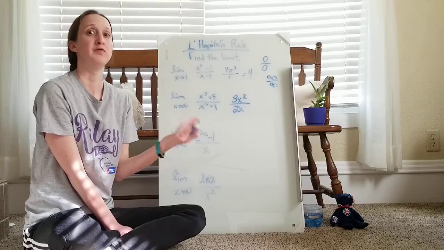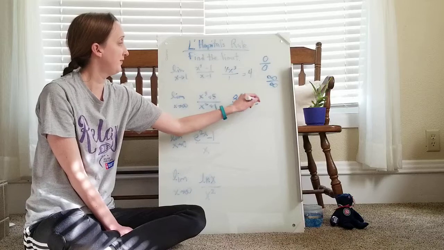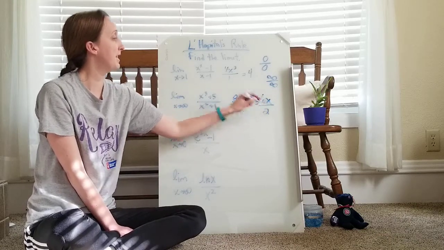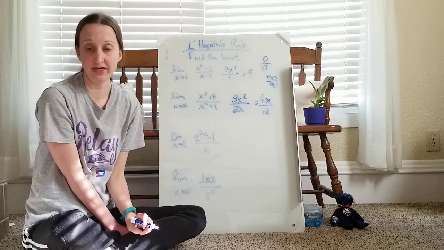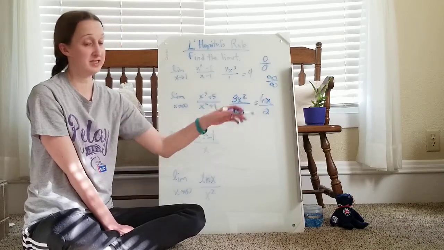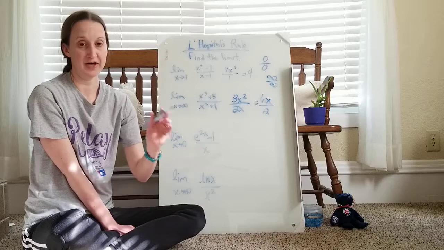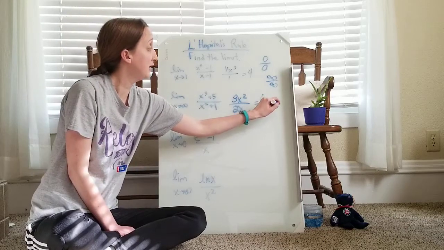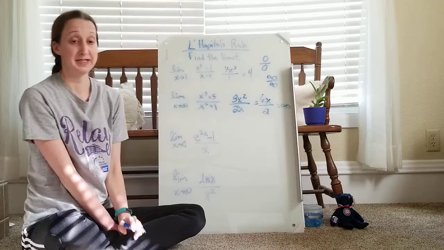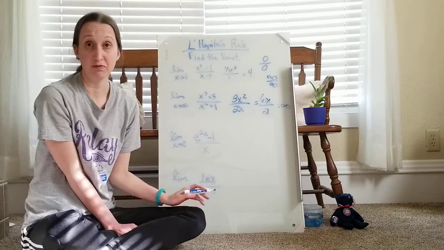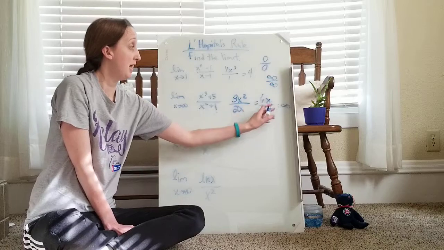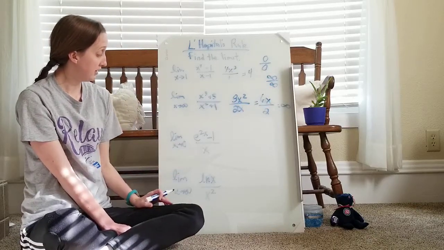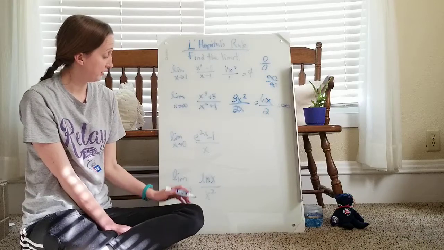Don't despair, you repeat the process. Derivatives again, 6x over 2. And this time, when we plug in infinity, we'll have 6 times infinity, which is a really large number, divided by 2. Folks, a really large number divided by 2 is going to be infinite. So we can say the limit does not exist, or we can be more precise and say that it approaches infinity.